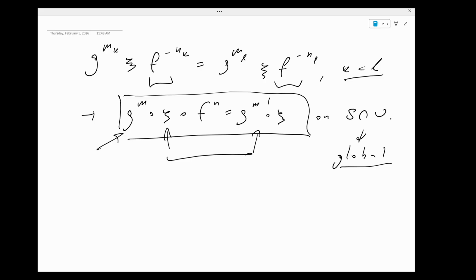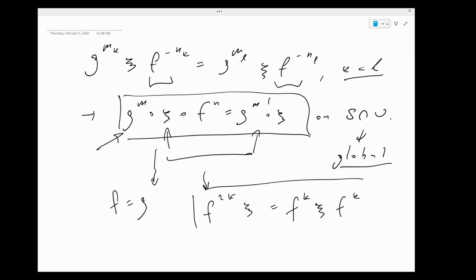Number two, you can manipulate this a little bit. If f equals g, this equation can be reduced to an equation like this, f^{2k} C on the Julia set equals f^k C, like this. You can do this. You can always post-compose by some iterate of f.